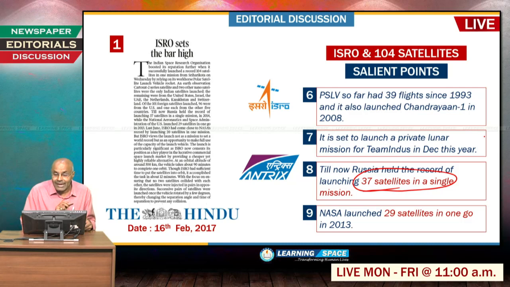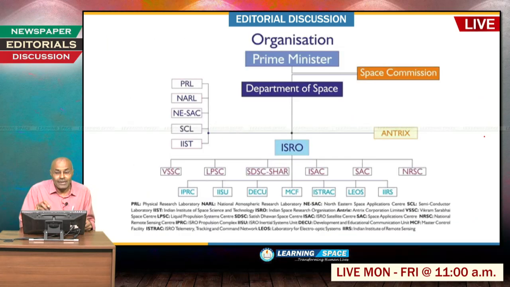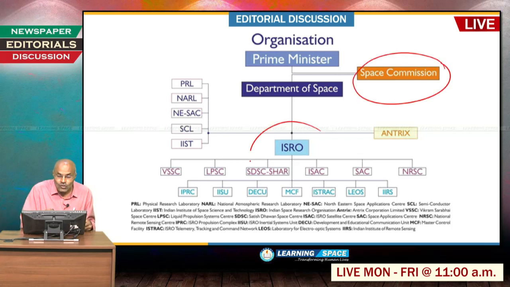So, this is all about yesterday's launch, and if you look at the Space Commission or Department of Space, it is directly under the Prime Minister, and one Space Commission is also there. ISRO chairman is Space Commission chairman. Please do not forget the organizational hierarchy as far as Department of Space is concerned. Department of Space is directly under the Prime Minister, and ISRO is under Department of Space. ISRO's chairman is a Space Commission chairman. Please do not forget, right.